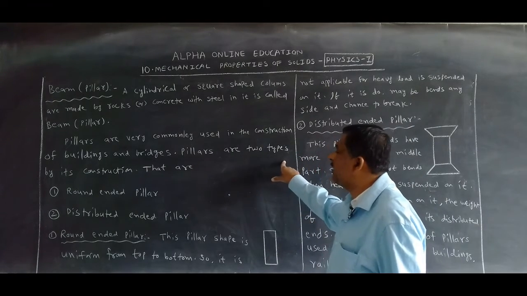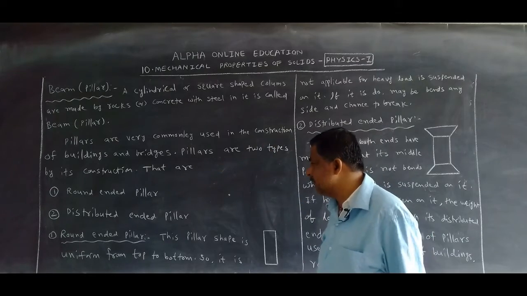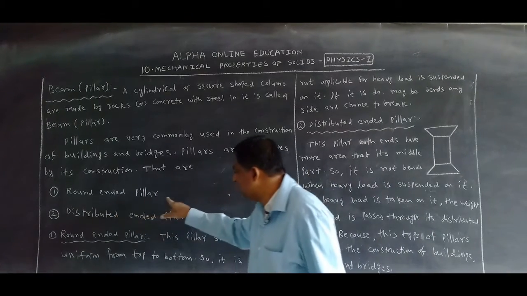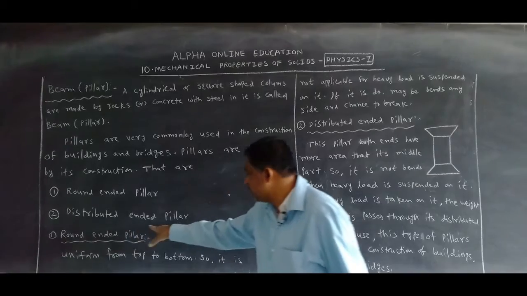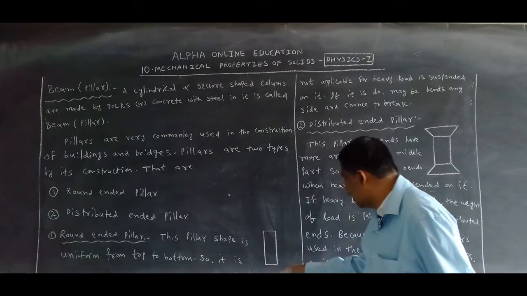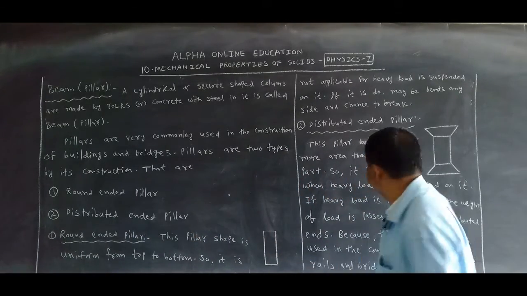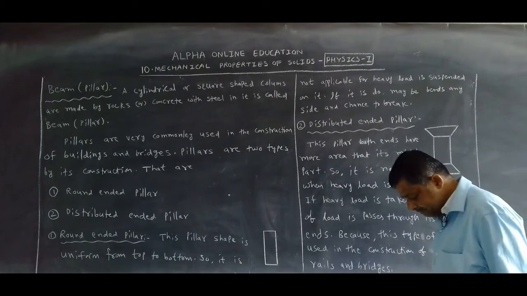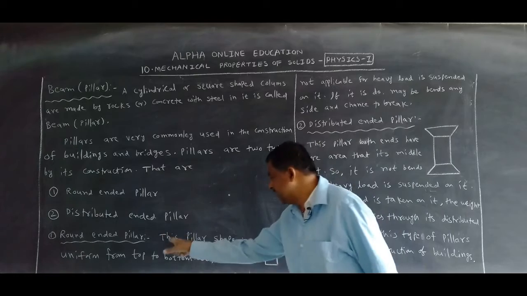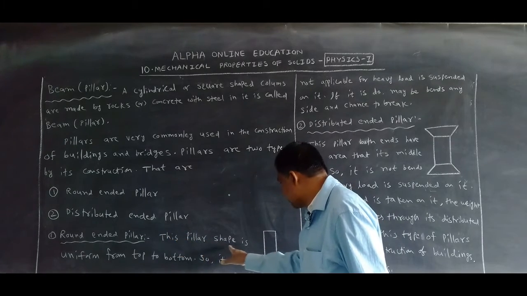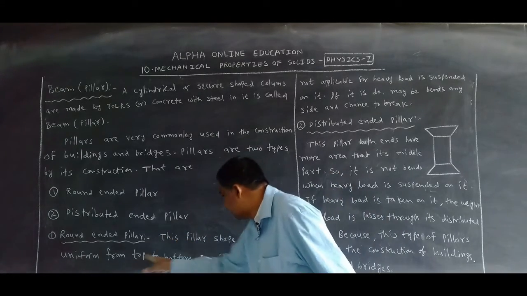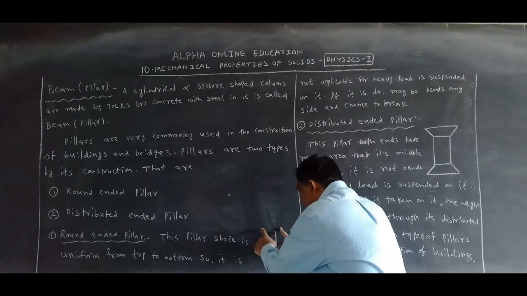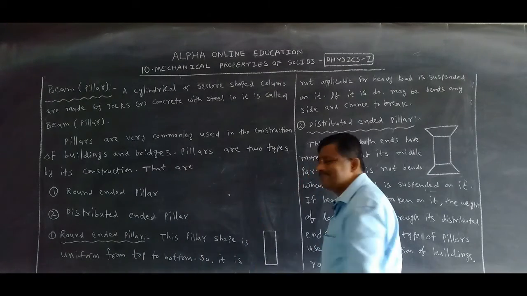Pillars are of two types by their construction: round ended pillar and distributed ended pillar. This is the round ended pillar. This is the distributed ended pillar. Now, the round ended pillar: its shape is uniform from top to bottom.